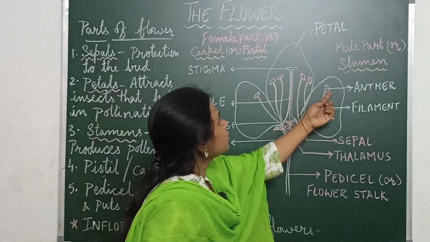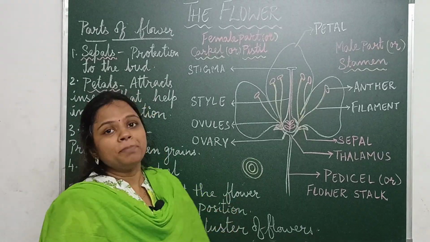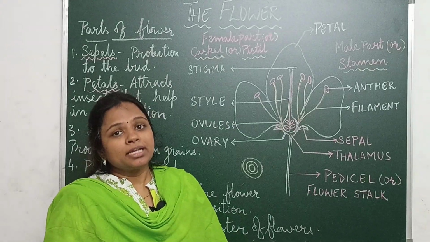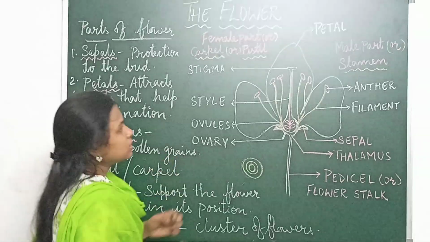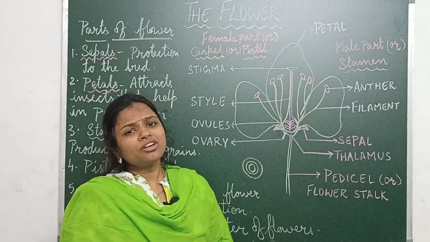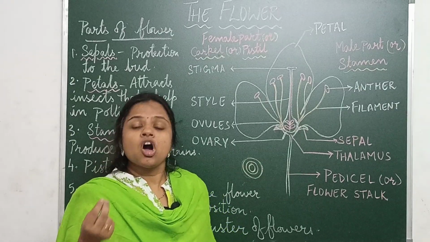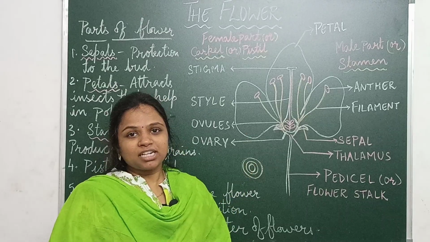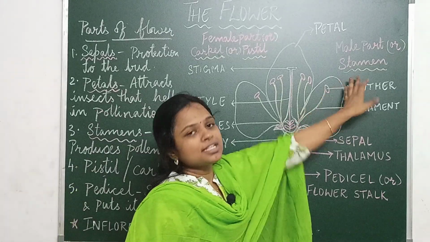This whole thing is considered the stamen and it is the male part because it produces the male gamete, that is nothing but the pollen grain. So this is the one which is producing the pollen grain. Children, we often see a small white or yellow powdery substance on the flowers. Those are nothing but the pollen grains. So that is produced by this stamen.